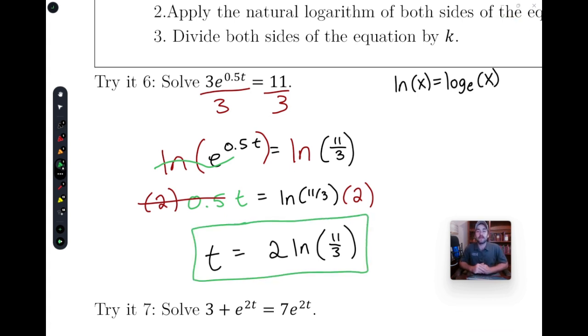It's okay to not evaluate that natural log. If you want to type it in a calculator and get 4 or 5 decimals, you can, but it is perfectly okay to leave it alone. Say, I know how to do the math, I know how to do the algebra behind it, and if I needed to type it in a calculator, that's the simplest form to type it in.